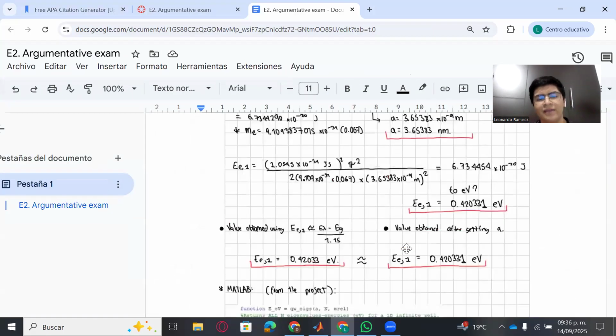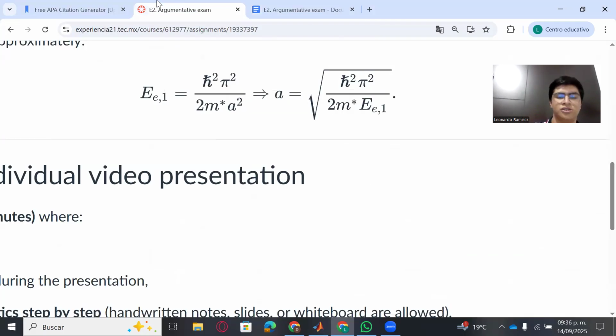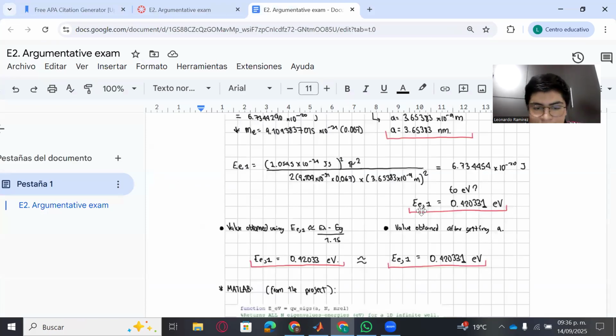Now let's try to get the first electron energy level in this analytical approach. So we are just using the value of A, which we already got, we can substitute, and we will get this right here.